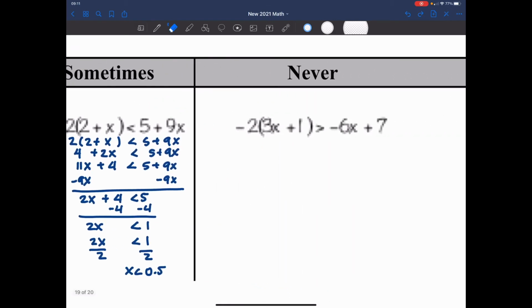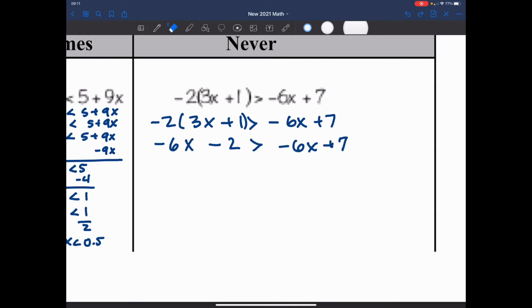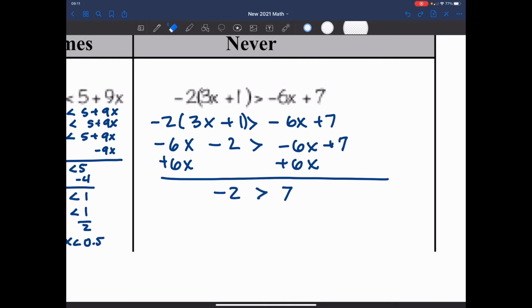Okay, so let's look at a never true. So a never true for this scenario is going to be negative 2 times 3x plus 1 is greater than negative 6x plus 7. I'm going to distribute the negative 2 to both items in the parentheses. So I get negative 6x minus 2 is greater than negative 6x plus 7. I add 6x to both sides, so I have negative 2 is greater than 7, and this is false because negative 2 is actually smaller than 7.